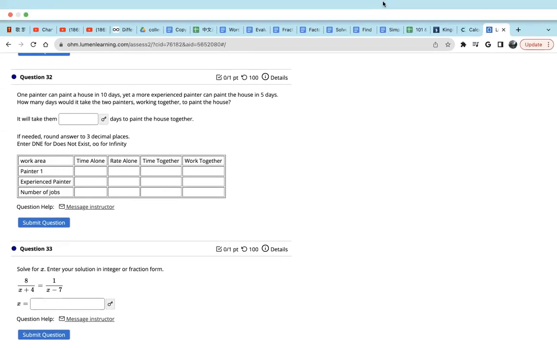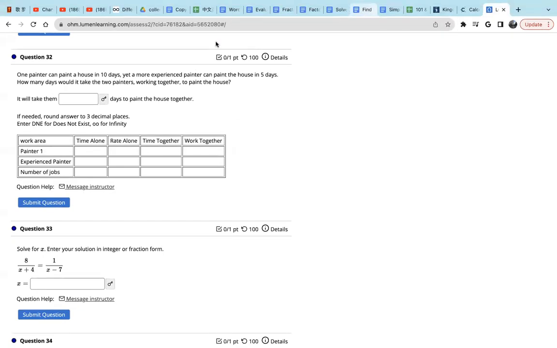32 is similar. One painter can paint a house in 10 days. So working alone, time alone, painter 1, 10 days. Yet a more experienced one only takes 5 days. So the experienced one only needs 5 days. So the rate alone, this is 1 over 10. This is 1 over 5.